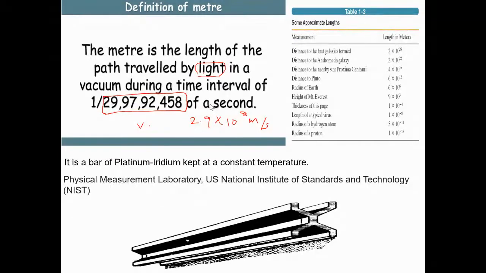Clear? Actually, it is a bar made up of platinum and iridium, and they kept it at constant temperature. And this rod, the diagram which is shown in the slide, right now it is in the Physical Measurement Laboratory, US National Institute of Standards and Technology.